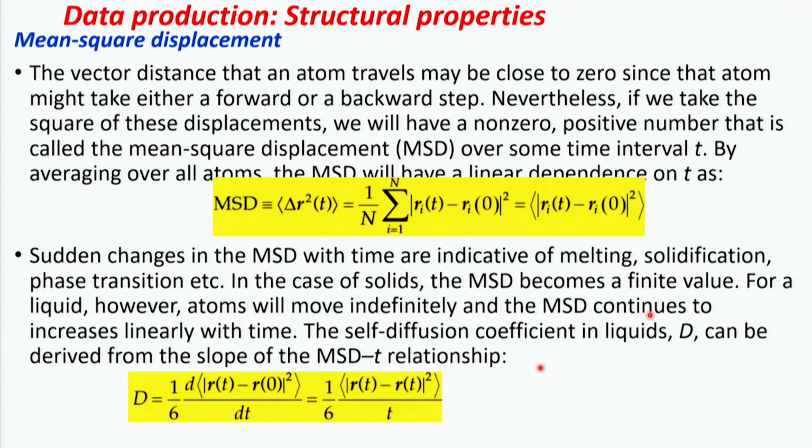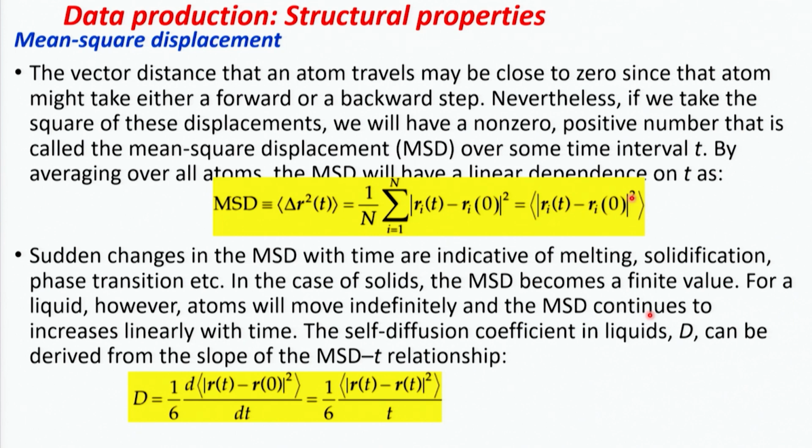Okay. So the vector distance that an atom travels may be close to 0, since that atom might take either a forward direction or backward direction, or upward direction, downward direction. Okay. Nevertheless, if we take the square of this displacement, we will have a non-zero positive number, that is called the mean square displacement, or MSD, over some time interval t. And by arranging the overall time, the MSD will have a linear dependency, something like this. Okay, we take the square of it.